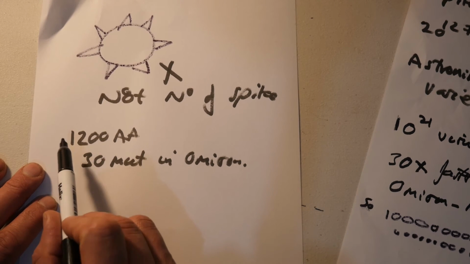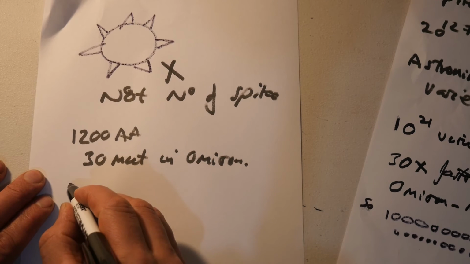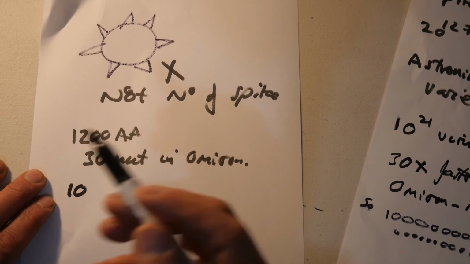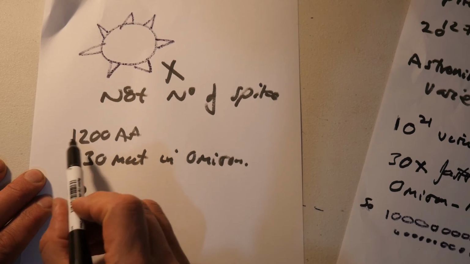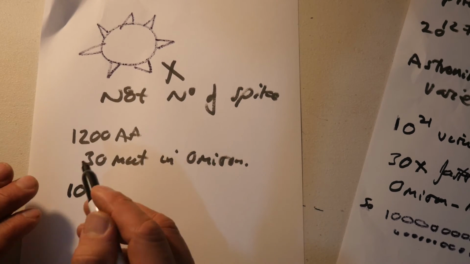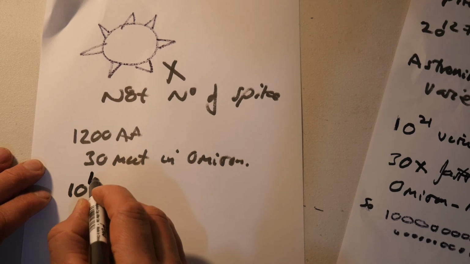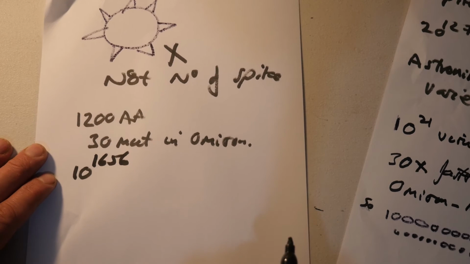So if all the amino acids get changed, and you get different combinations and arrangements of the amino acids, the total number of possible spikes is 10 to the power 1656. That's what it refers to.